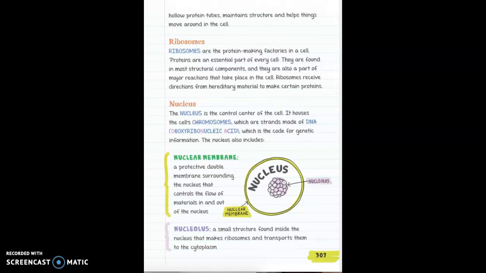The nucleus. The nucleus is the control center of the cell. It houses the cell's chromosomes, which are strands made of DNA.